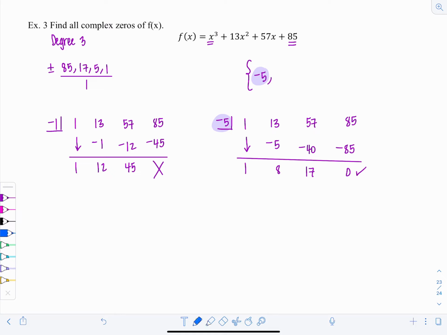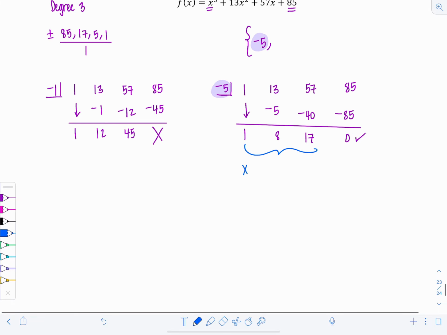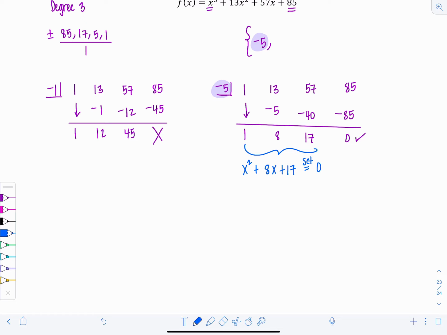Now, I need 2 more zeros still because this is degree 3. Where are they sitting? Right here in the depressed equation, the one that's degree 2. So 1 is the coefficient of x squared, 8 is the coefficient of x to the first, and 17 is my constant term. I'm going to set this equal to 0. Now, how can I squeeze out the other 2 zeros? This doesn't factor. So it's time to use that quadratic formula.